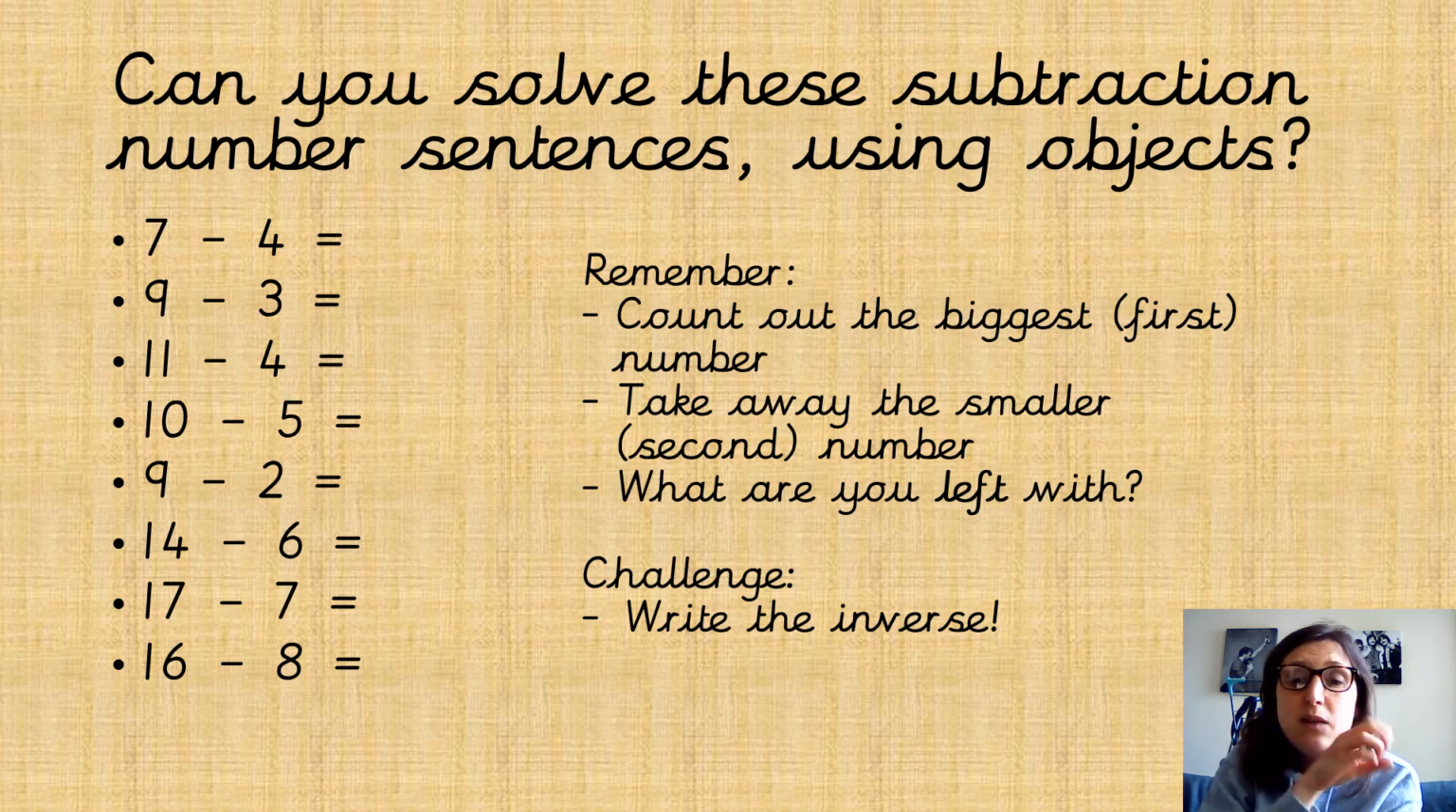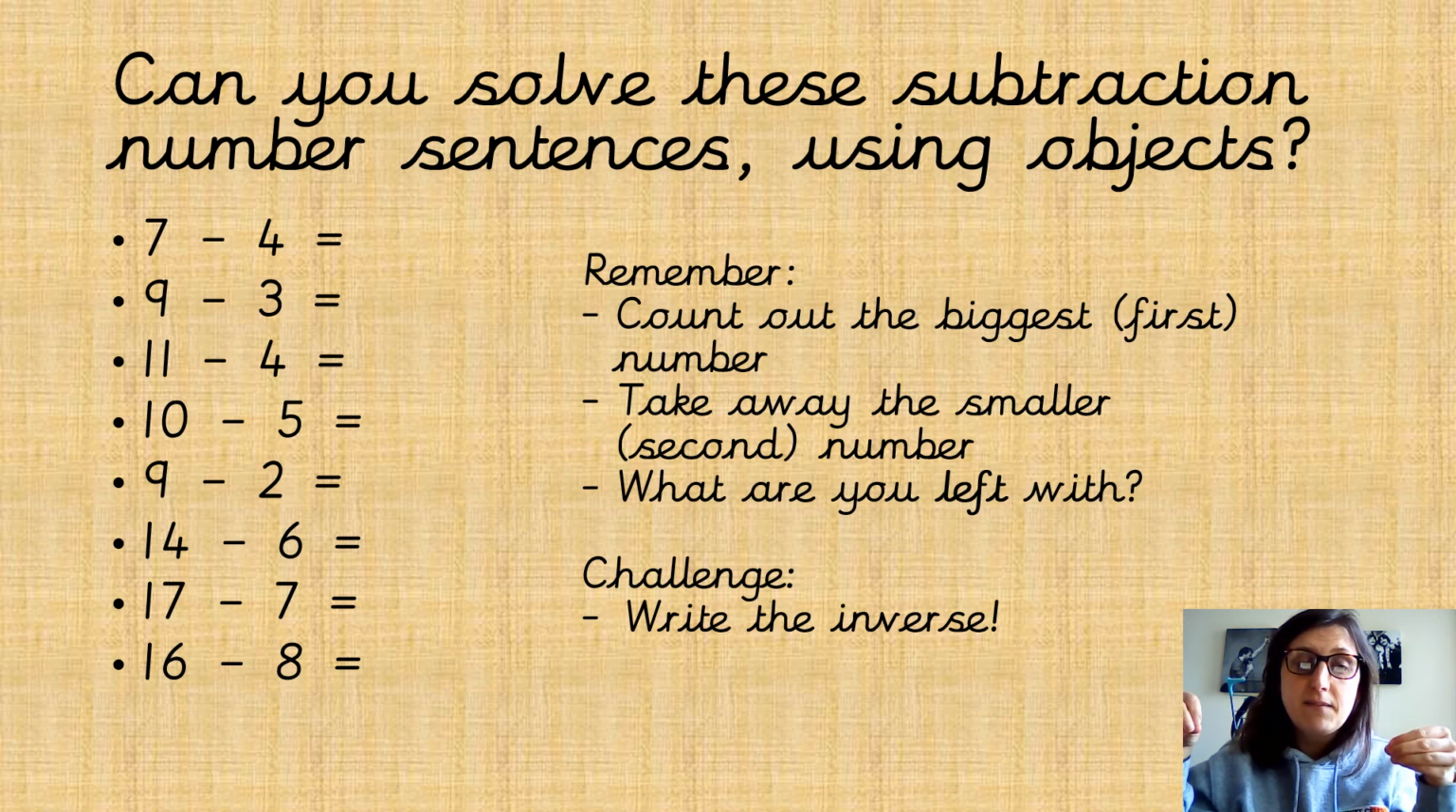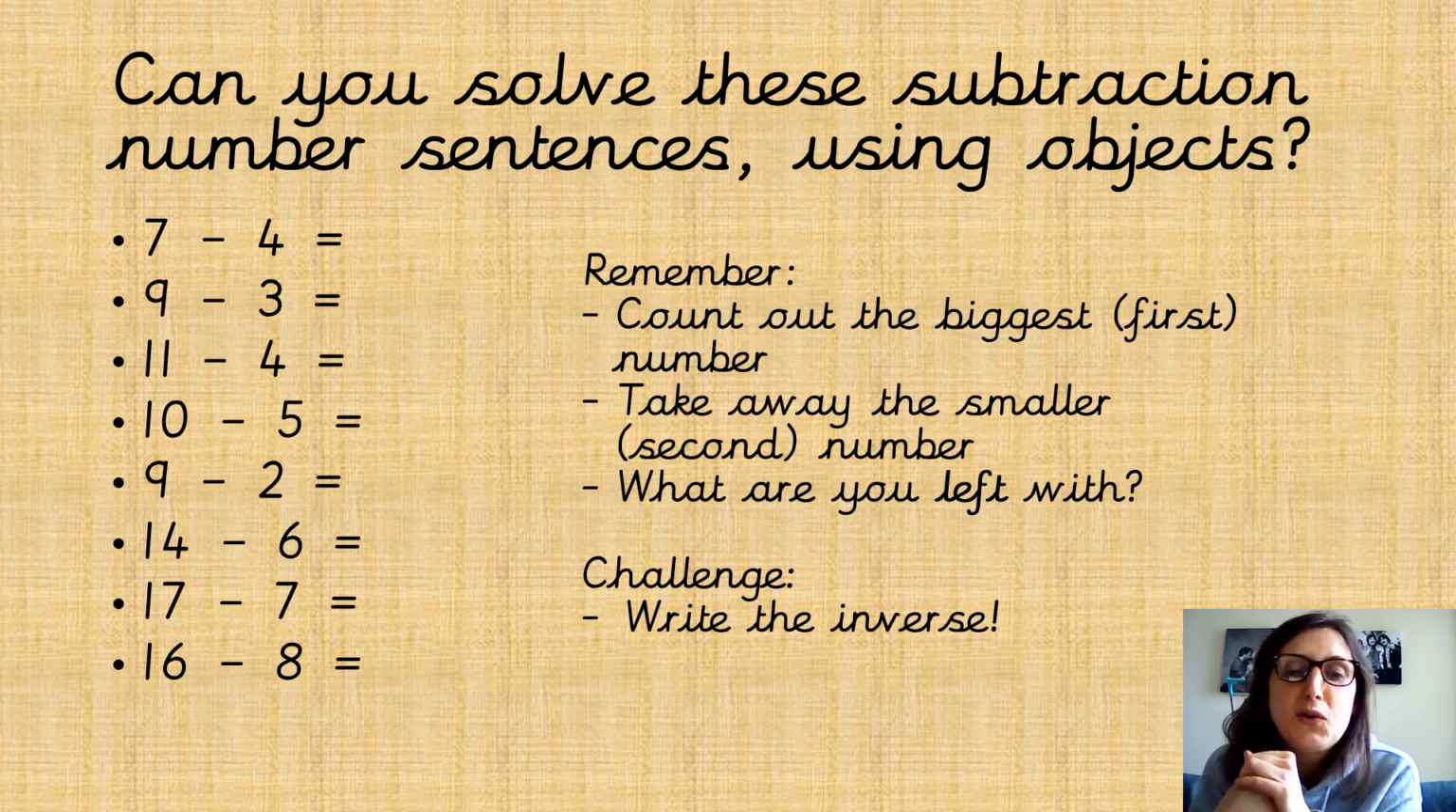Where it says remember, it says count out the biggest number, which is the first number, and then take away the smaller number, which is the second number. And what are you left with? That will be your answer. So you need to count out your objects and then take away from those. Remember to upload a picture of you doing that to your portfolio for your dojos.